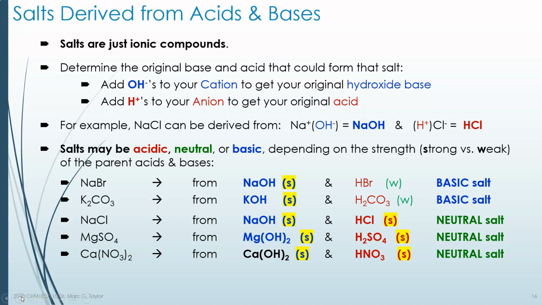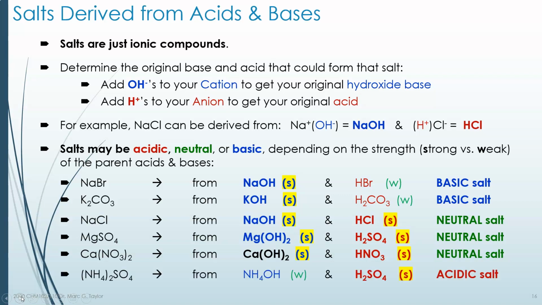So magnesium sulfate, the same thing, is from magnesium hydroxide, a strong base, and sulfuric acid, a strong acid. So we have a neutral salt. Calcium nitrate from calcium hydroxide, and the nitrate becomes nitric acid. Both of these are strong, again, a neutral salt.